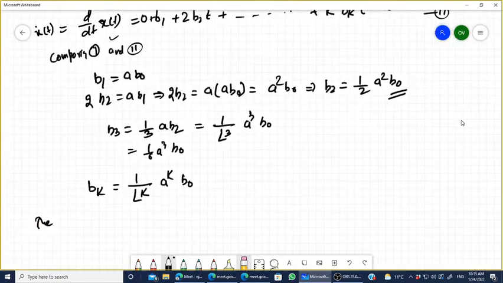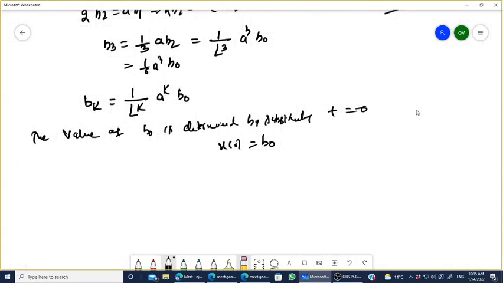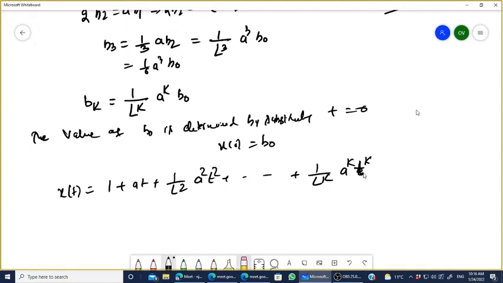So you can write here, if you want to determine the value of b naught, you can determine it by substituting the value t equal to 0. So x naught becomes nothing but the b naught. So if x naught is the b naught, then what is now xt? Just put the value. Xt becomes 1 plus at plus 1 by factorial 2 a square t square, up to 1 upon factorial k a to the power k t to the power k and so on, along with your x naught, because this is the b naught, and b naught can be evaluated as x naught, right?